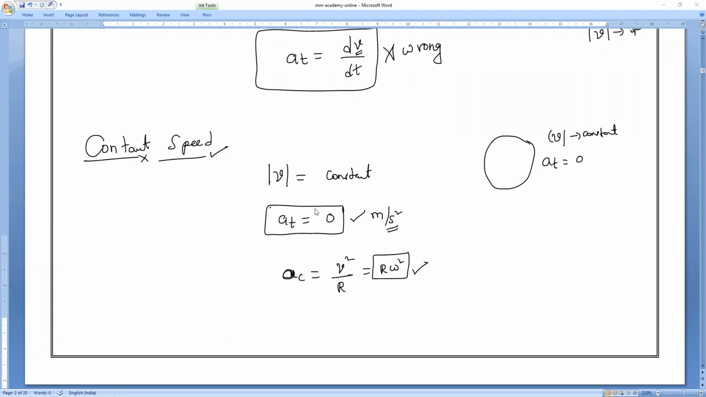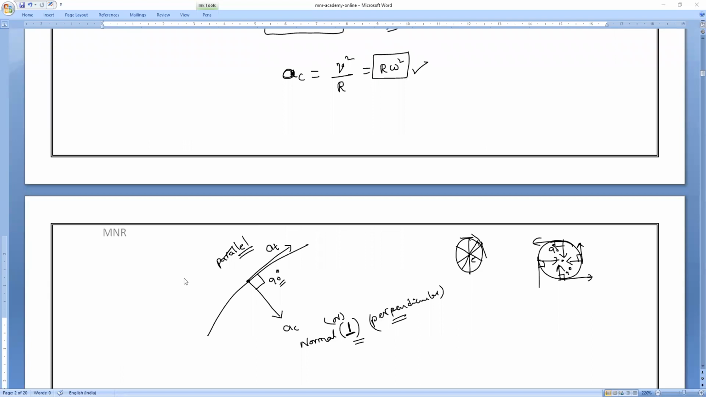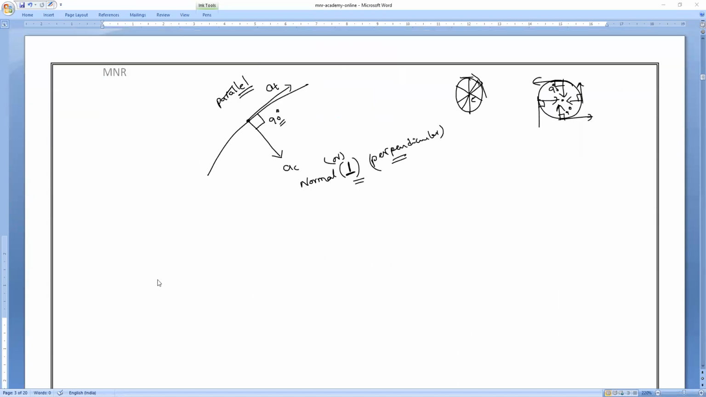If there is no change in speed, then which one will be zero? Tangential acceleration is zero. Please write that. If the body is moving with a constant speed in a circular path, mod V is equal to a constant.